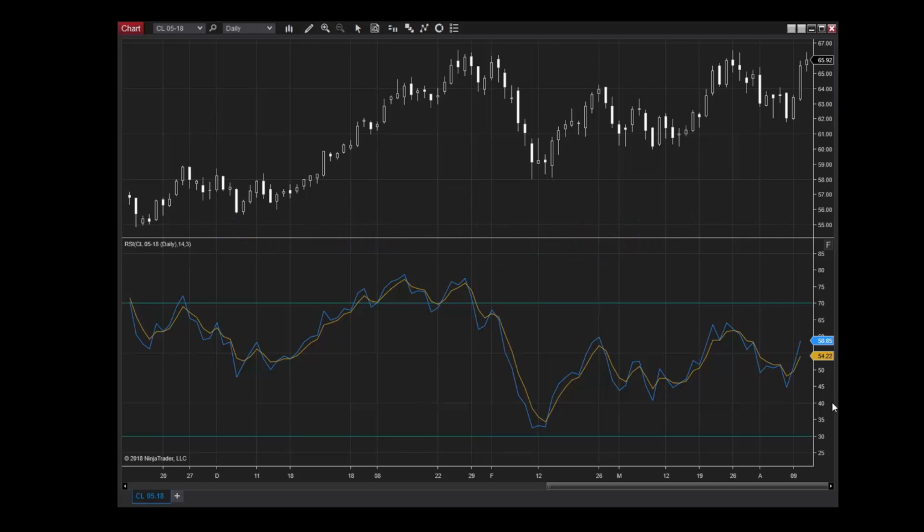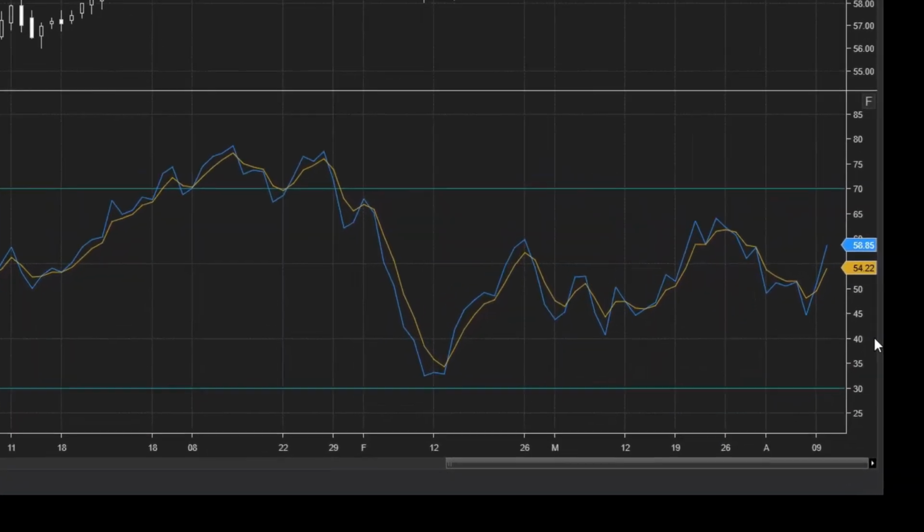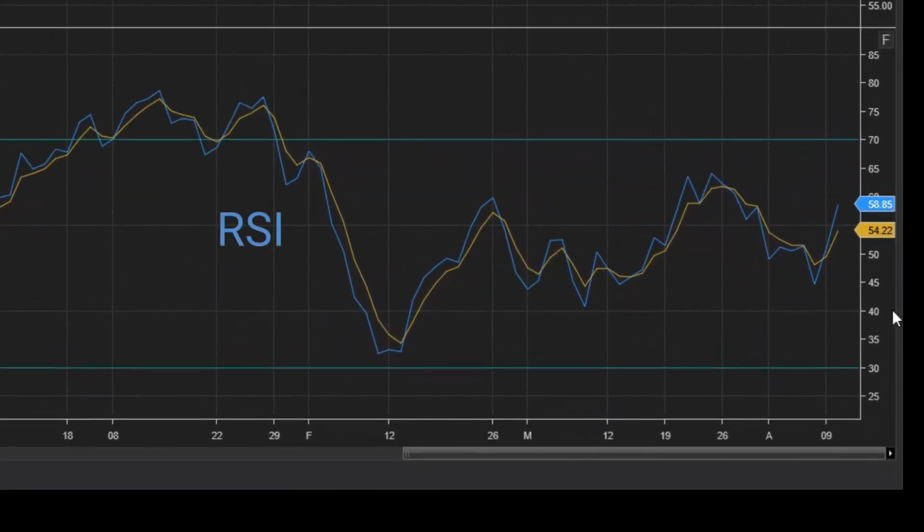The RSI in NinjaTrader consists of two oscillator lines: the results of the RSI formula, shown here in blue, and the average of the RSI, which is in yellow. Additionally, upper and lower lines are plotted at the 70 and 30 horizontal values.